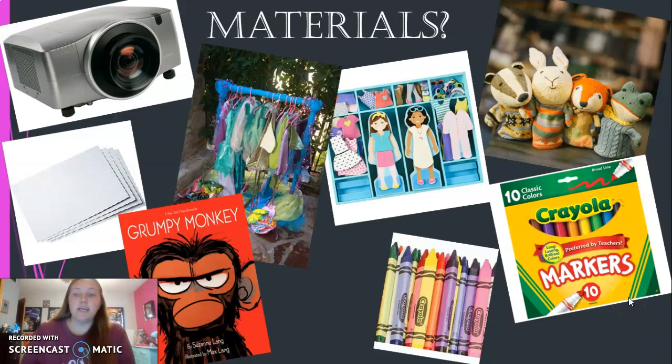For the materials that I picked, I tried picking stuff that I found fun when I was this age. So they would include costumes, which I'll explain each of these when I get further into this PowerPoint. But I'm going to be using costumes, dress-up dolls, puppets, markers, crayons, a projector for the audiobook, poster board, and of course the book that I'm going to be reading to the class, which is Grumpy Monkey by Suzanne Lang. I tried picking stuff that would keep them more engaged and interested in what they are learning.